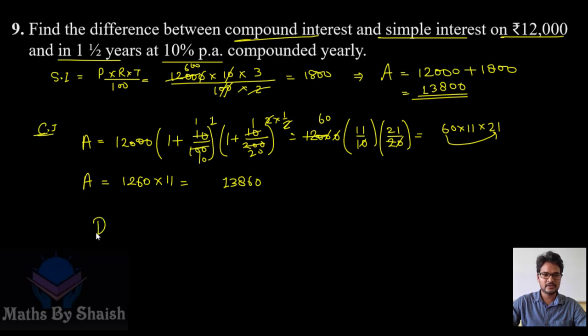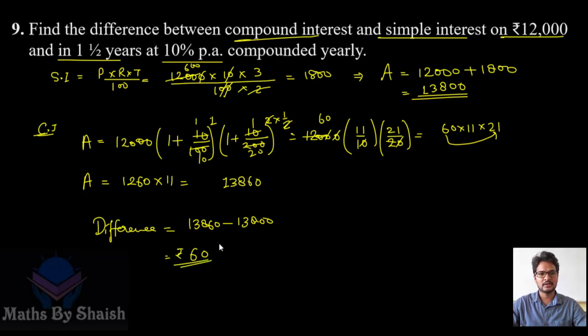13,860. So the difference is going to be 13,860 minus 13,800, and that is going to be 60 rupees. So that's the difference between compound interest and simple interest if it is compounded yearly.